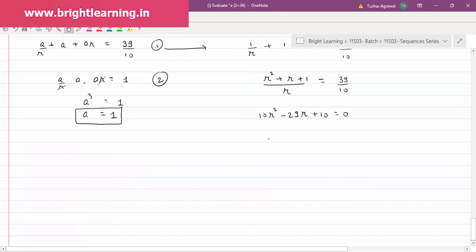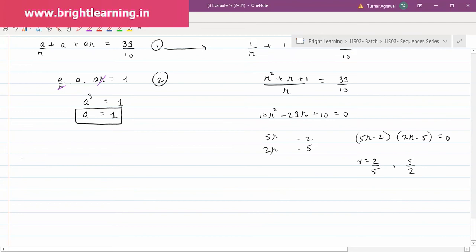So 10R square minus 29R plus 10, we'll take here the factorization, which comes out to be 5R, 2R, then 2 and 5. Minus, yes. So the factorization comes out to be 5R minus 2 into 2R minus 5 is equal to 0. So R is either 2 upon 5 or it is 5 upon 2.